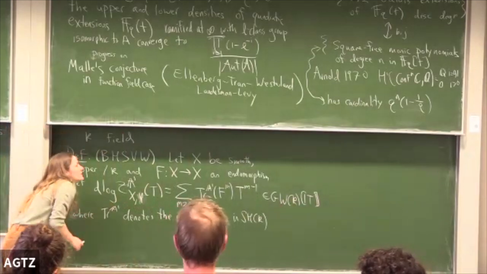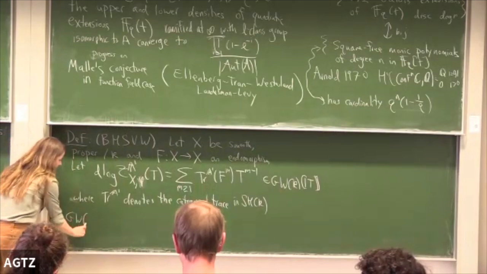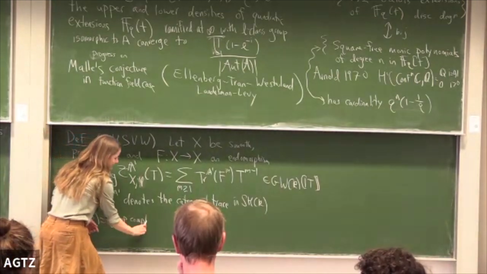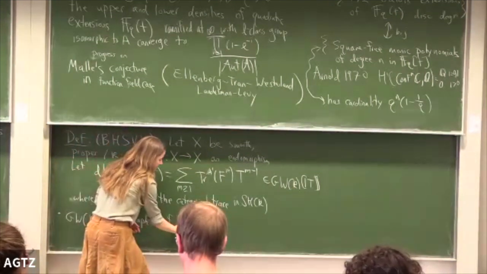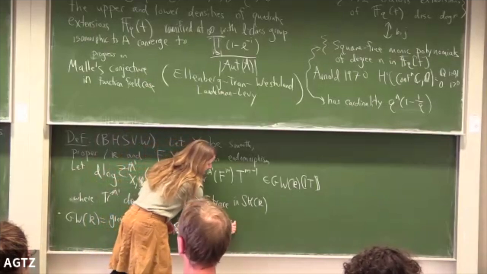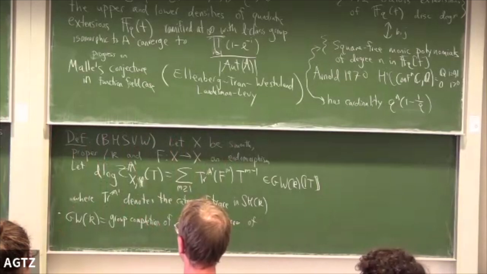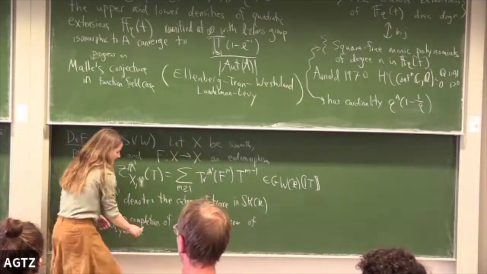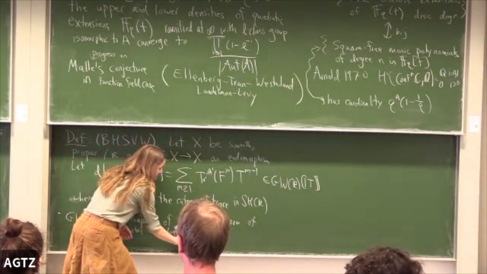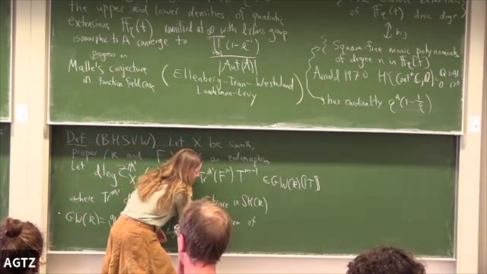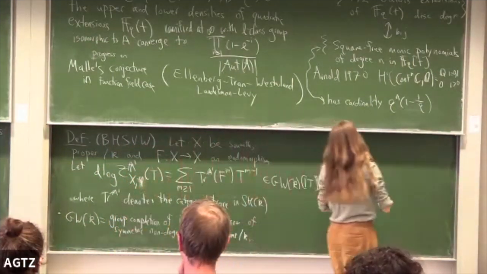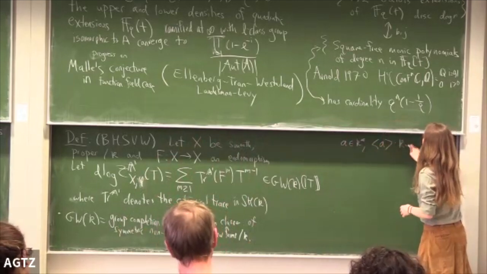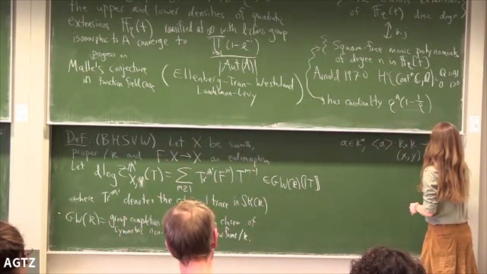And again, just so that it's complete, I'll remind you that GW(K) is the group completion of isomorphism classes of symmetric non-degenerate bilinear forms over K. For a non-zero a, the number in brackets [a] is the bilinear form which takes (x, y) to axy.